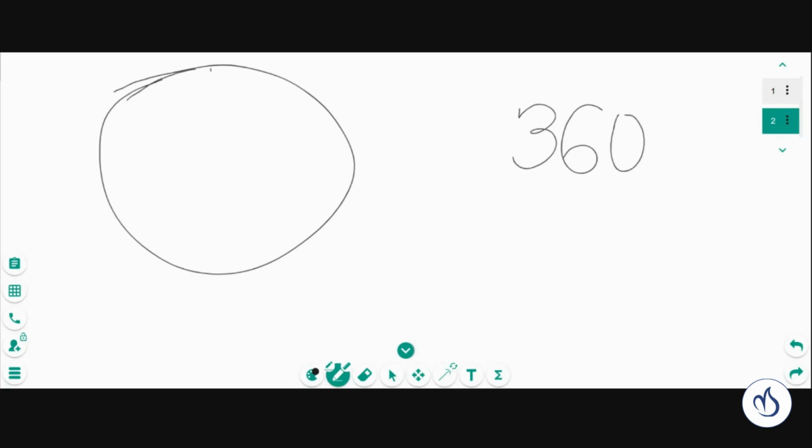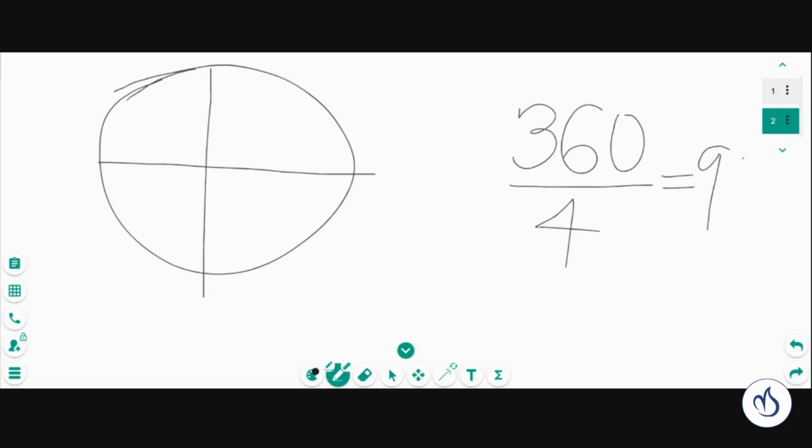So I am dividing this circle into quadrants. Quadrant simply means 4 equal parts. Quad is for 4. So 360, I've divided into 4 equal parts. It means even the angles have been divided into 4 equal parts. And when you try on your calculator 360 divided by 4 and you don't get 90, you leave that calculator alone.